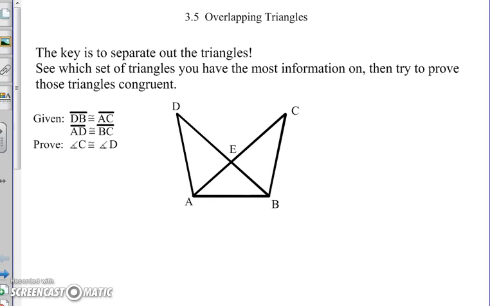3.5 isn't really anything new. It's just that now the pictures are a little bit more complicated. Rather than the triangles being separated, now the triangles are on top of one another.